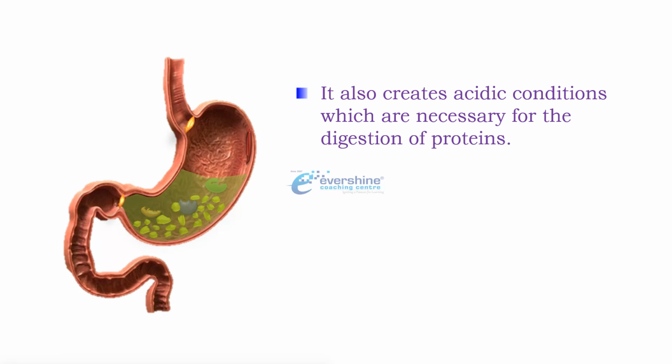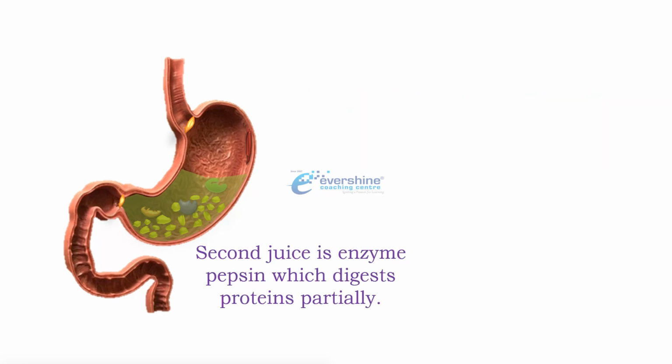So we have two functions of HCl. First, it kills the germs present in the food, and second, it helps in the digestion of proteins. It creates the acidic condition for the purpose of digestion of proteins. Next, the second juice is an enzyme. Which is that enzyme? Pepsin, which partially digests proteins.